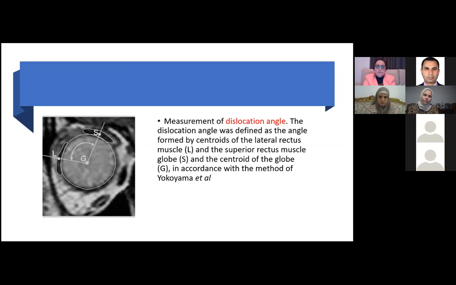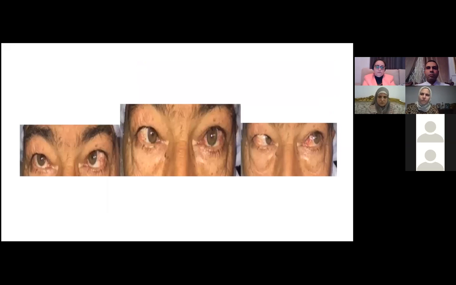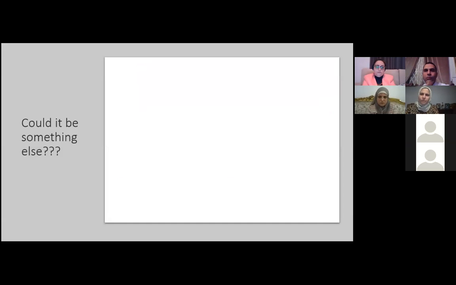And I revised the dislocation angle, which is defined as the angle between the centroid of the lateral rectus and the superior rectus and the centroid of the globe, and this is assumed to be a right angle. However, in cases of heavy eye syndrome, it's more obtuse, may be very large and very obtuse. So I revised his photos again, the MRI photos.